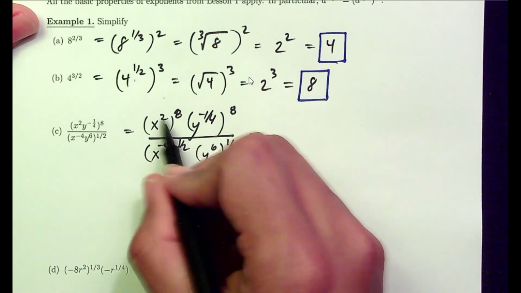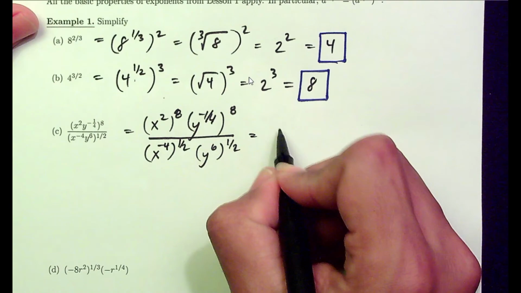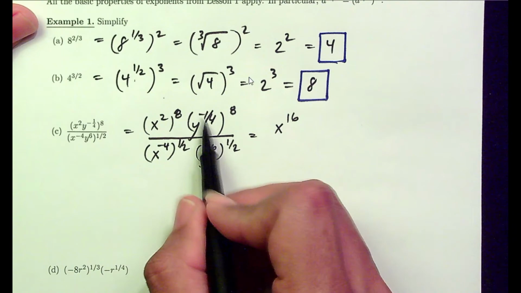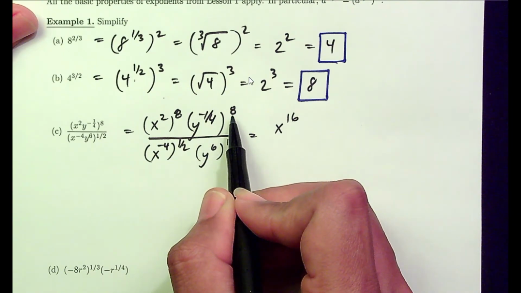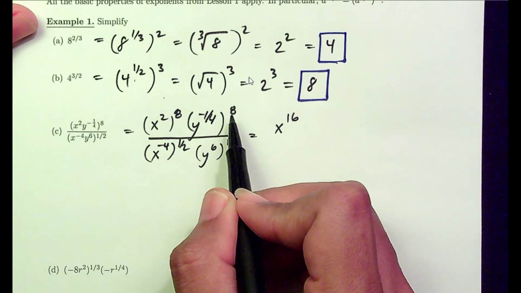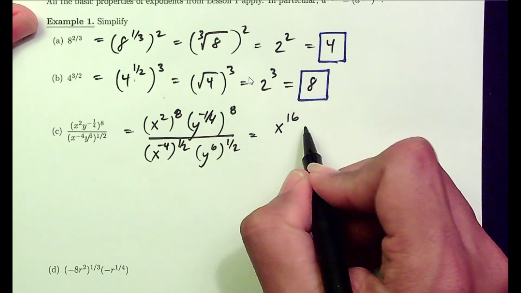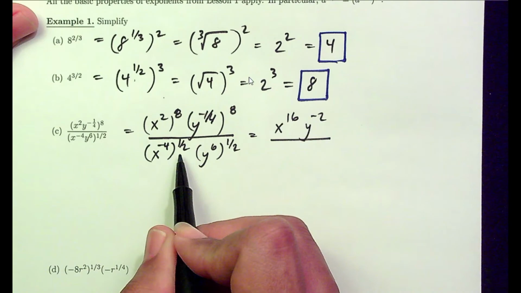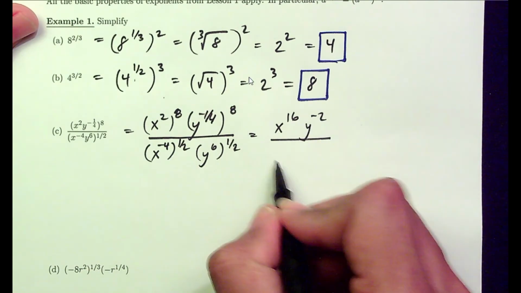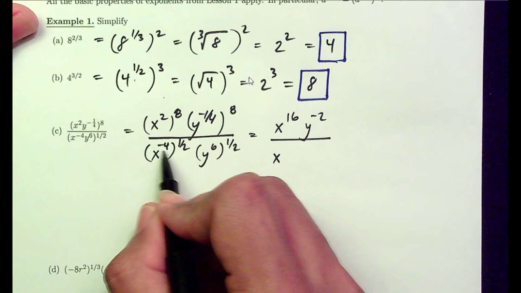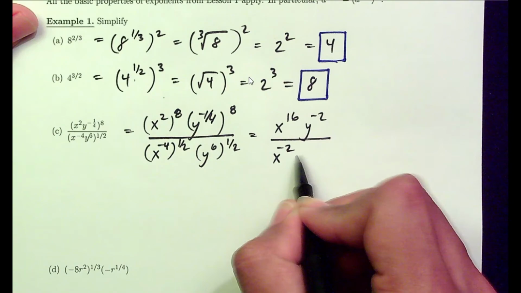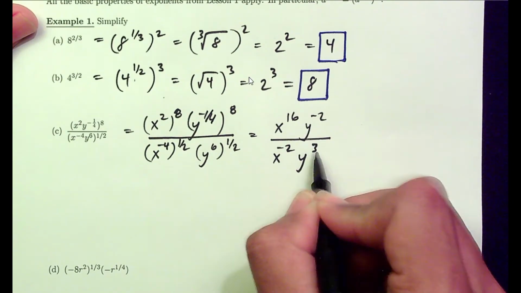So now, using the properties of exponents here, x squared to the 8th, that would be x to the 16th. You multiply the exponents. And negative a quarter times 8, that is negative 2. On the bottom, negative 4 times a half, sorry, negative 4 times a half is negative 2. And then 6 times a half is 3. So we get that.